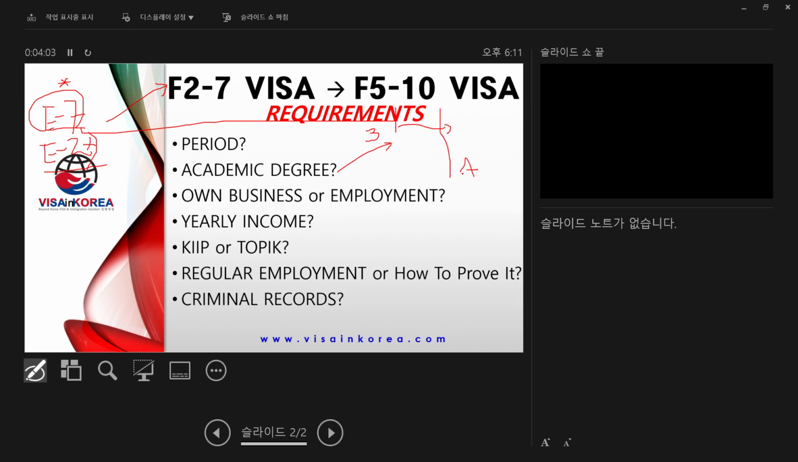So when you apply for the F510, you have to have worked at your current company continuously for more than 1 year. It is related to regular employment. So you shall work at that company more than 1 year with permanent employment. You got it? This is the period.